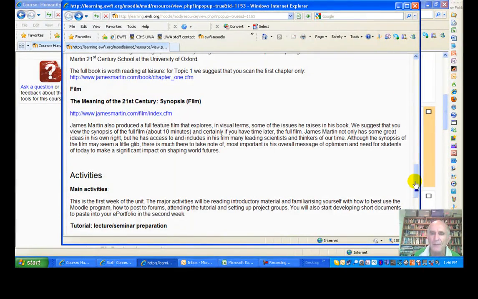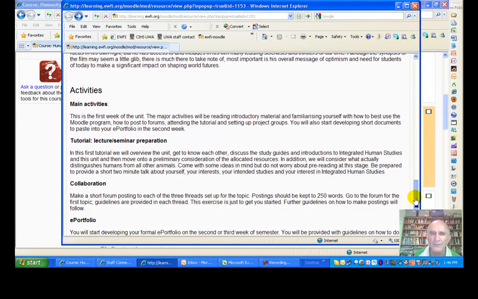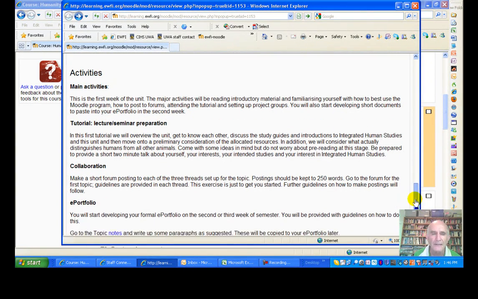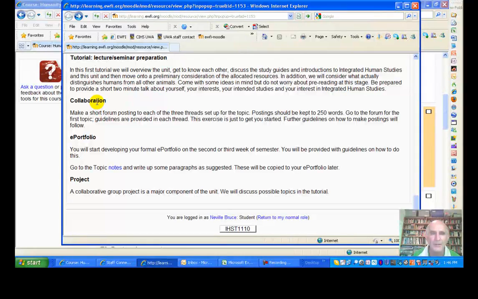So let's think about, having gone through those resources, what do we expect you to do? Well, this first week is really just getting oriented into the course. You've got lots of things to do. In the tutorial we'll bring those out further, but you'll also start doing some regular exercises like collaboration. And with the collaboration, what we would really like you to do this week particularly is to start posting to forums. And we've set up some forums, you'll see in a minute.